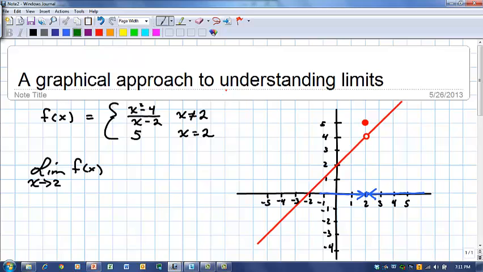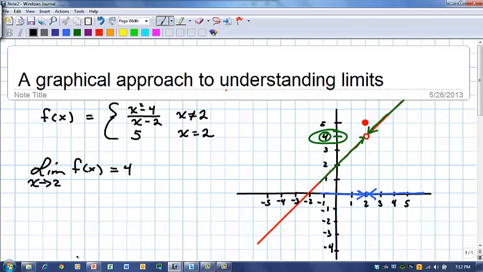So what we can see is when we look at the values less than 2, and we look at the function values, they approach this value right here, which is 4, when we're coming from the left of 2. And similarly, when we're coming from numbers that are bigger than 2, the function is also approaching this value 4. And therefore, we would say that the limit of this function as x approaches 2 is actually equal to 4.